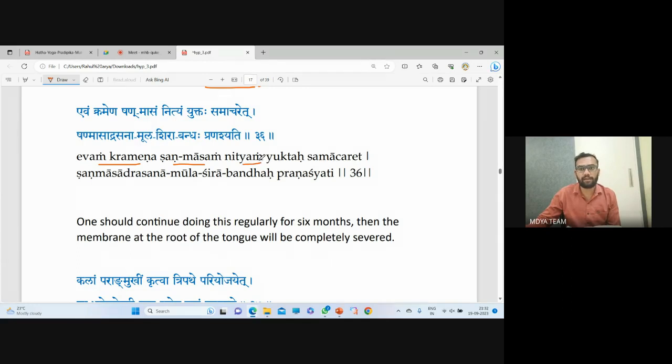Nityam, regularly, yuktah samacharit. Properly, if we do this Chedan, Chalan, Dohan till 6 months, then what will happen after 6 months? Shanmasat.